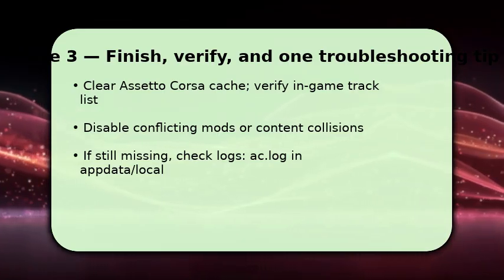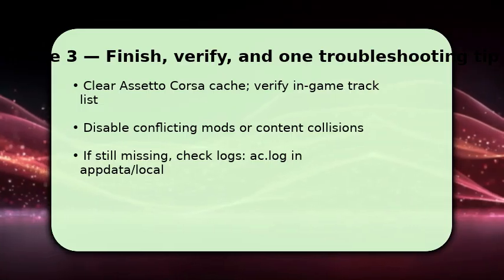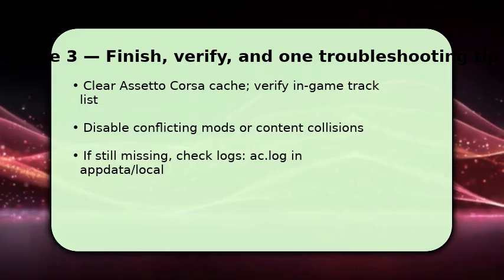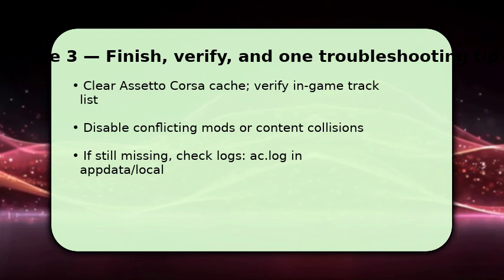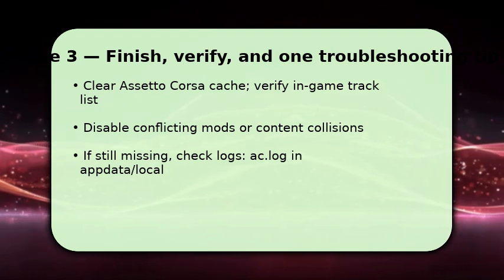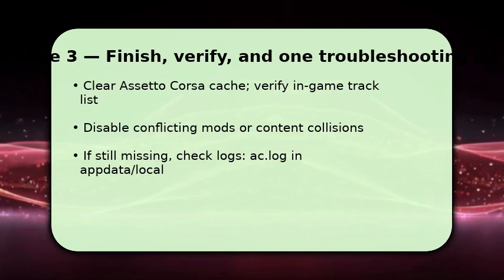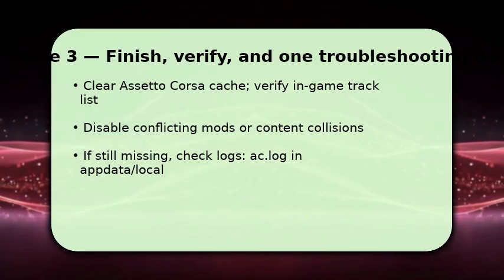One key troubleshooting tip: inspect AC log in appdata/local/Assetto Corsa for error messages, search for missing file paths and permission errors. Then fix those paths or file ownership and relaunch. This usually resolves the last issues.